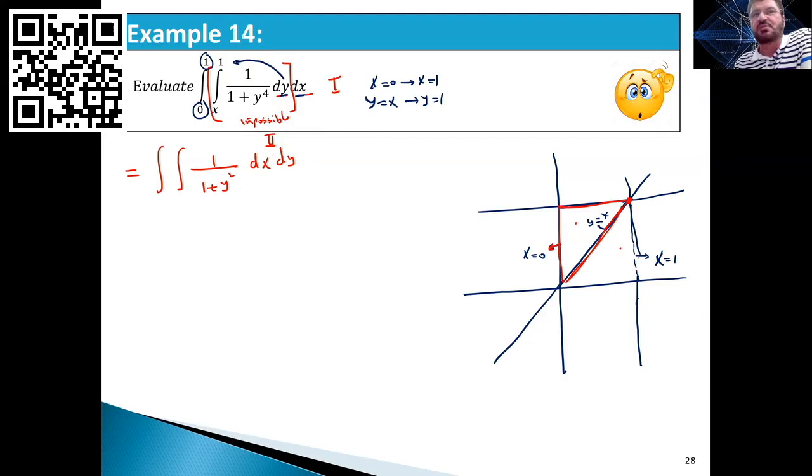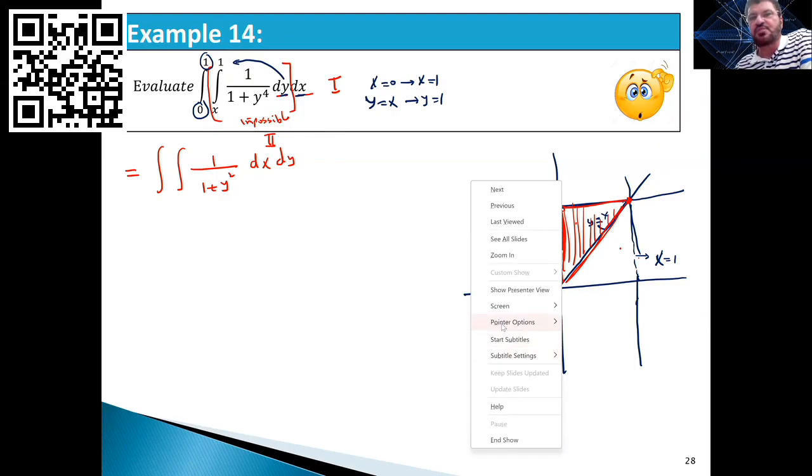So I'm going to switch. This is exactly a region of type 1. The light will go like this. This is how the question is set. I'm going to switch and make it a region of type 2.